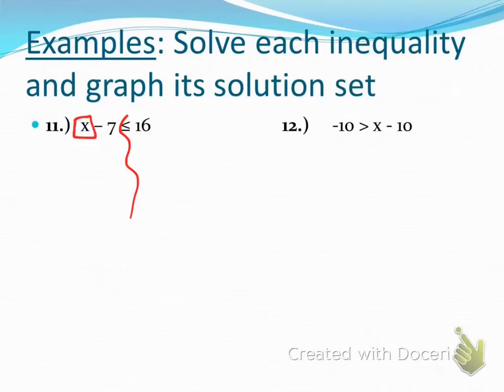May, what am I going to do to get x by itself? Very good. We add 7 to both sides. That gives us x is less than or equal to 16. Sorry, 23.